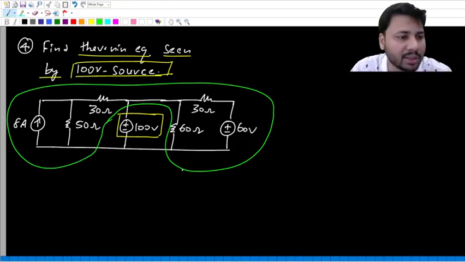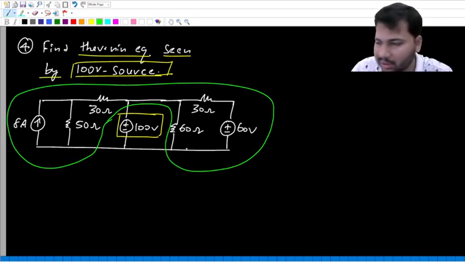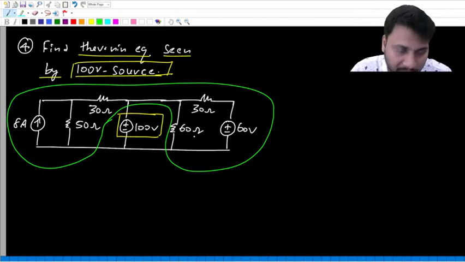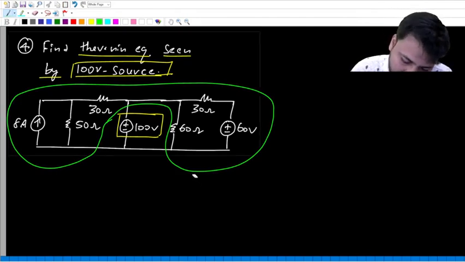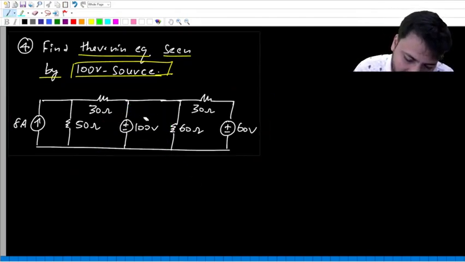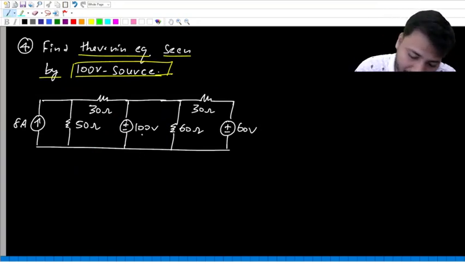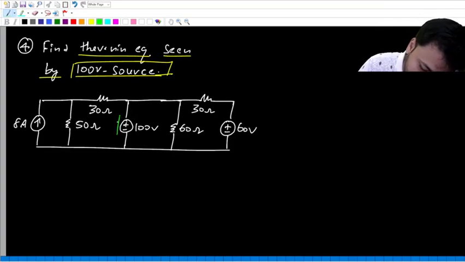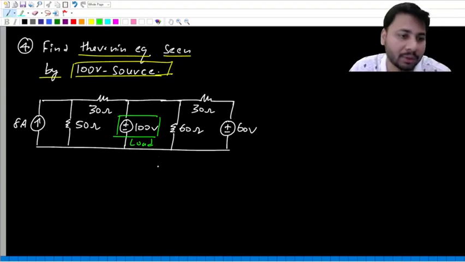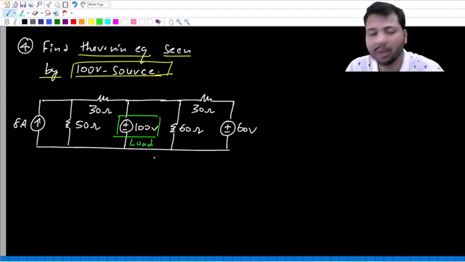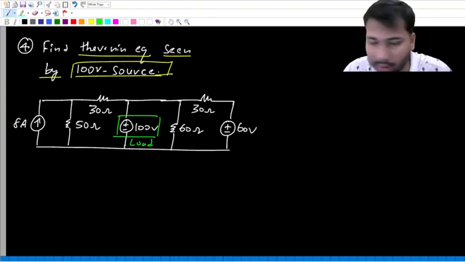So look at this green color network. This entire green color network should be replaced with a single voltage source in series with a single resistance. You can find this Thevenin equivalent in multiple ways. Because you are asked to find the Thevenin equivalent seen by the 100 volt source, you can consider the 100 volt source as the load, and the remaining network should be replaced with its Thevenin equivalent.